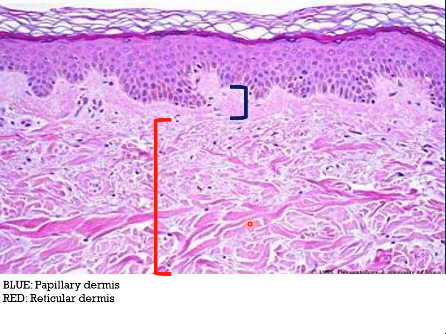Next major layer of your skin is the dermis. Again, what are the two sublayers of your dermis? The outermost is papillary dermis. And next layer, which is mas makapal, is reticular dermis.